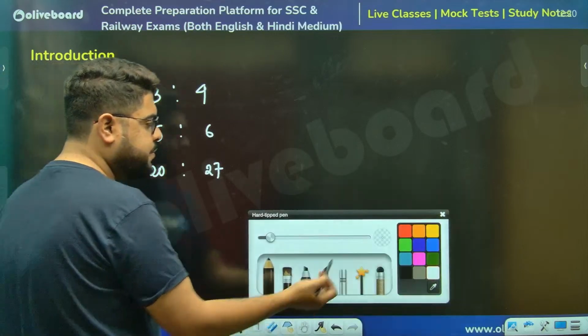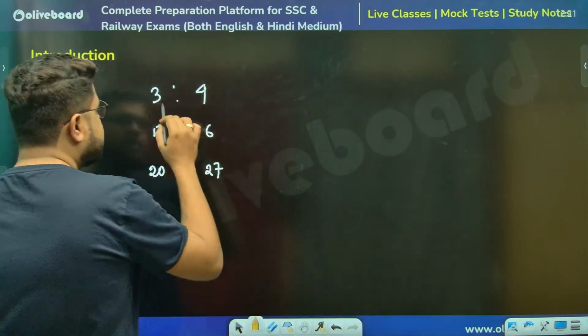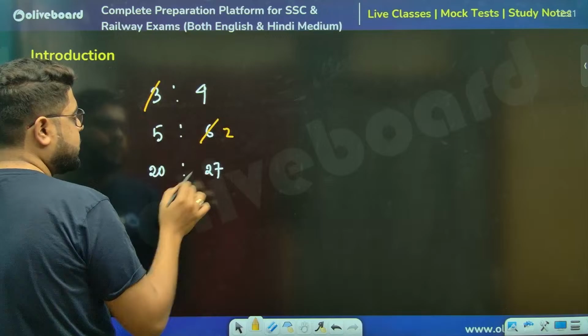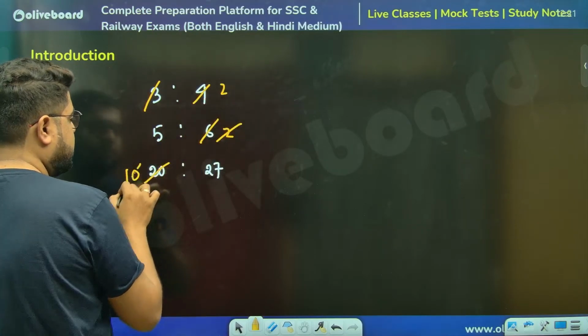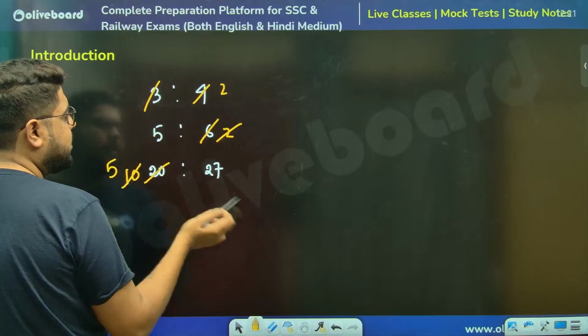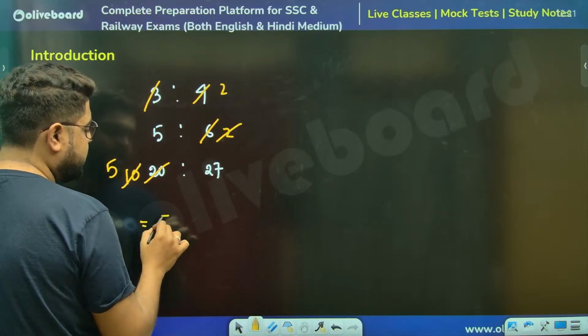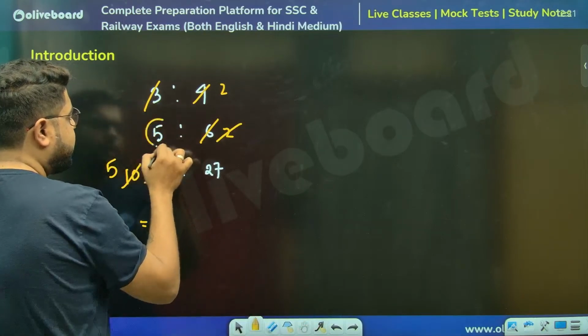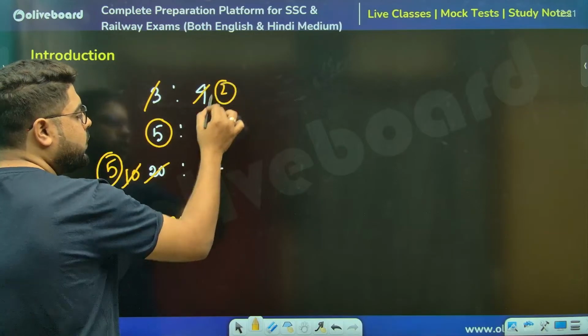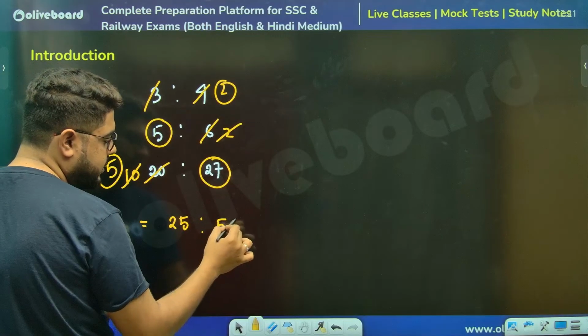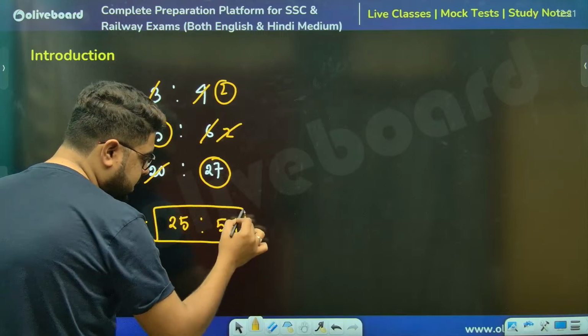Sir, can I do anything? Chalo na, sir. Absolutely, we can do. Sir, 3 twos are 6, 2 tens are this, 2 fives are this. Anything can be done? No, sir. Nothing can be done. So your answer will be the ratio 5 into 5, 25, ratio 2 into 27, 54. That is your ratio. That is your compound ratio.